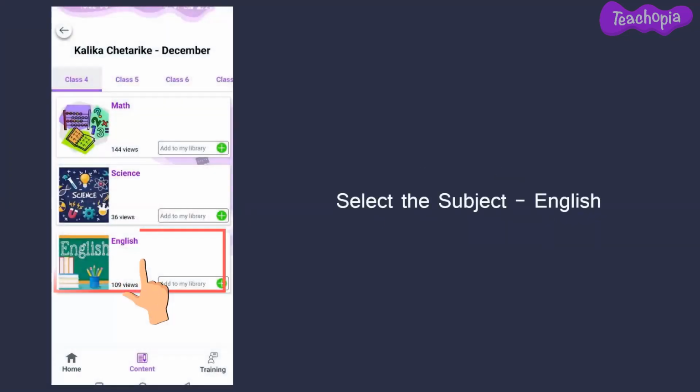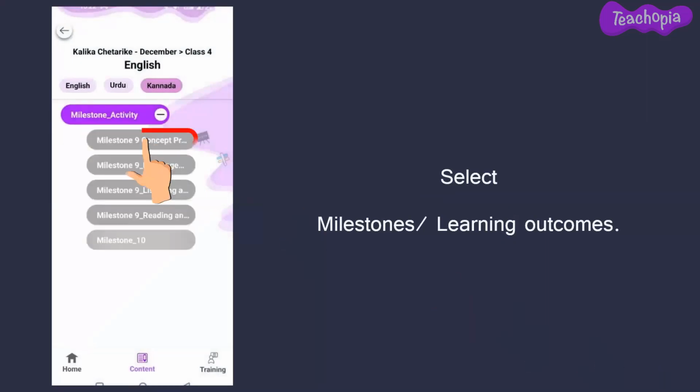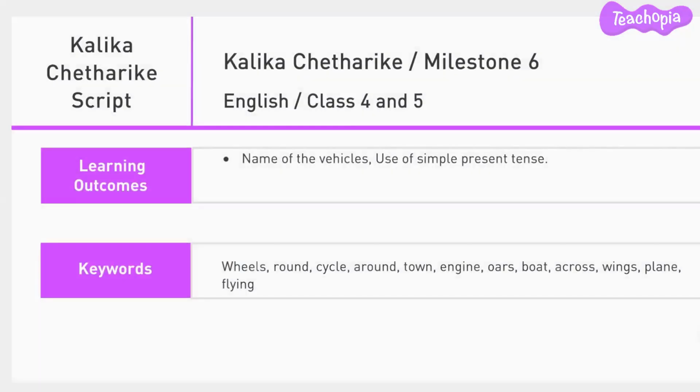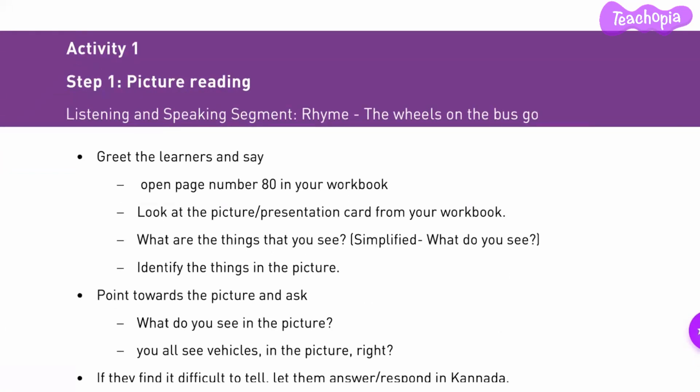Once you do that, choose the subject that you want to access. So here, let's say you want to access English. You can tap the milestone activity tab that you see, and then pick the particular milestone that you want to teach in the classroom. Once you touch that, what you will see is a script like this, where we will have the learning outcome outline and keywords. And then we have given you the English dialogues and instructions that you need to use in the classroom.